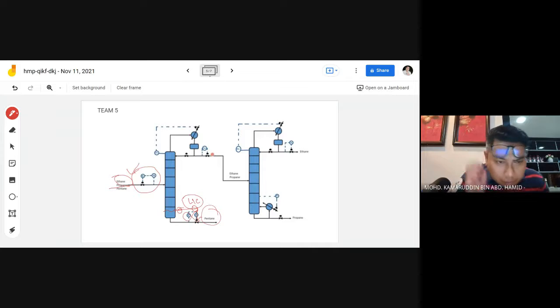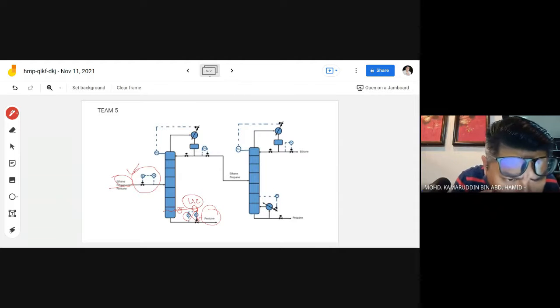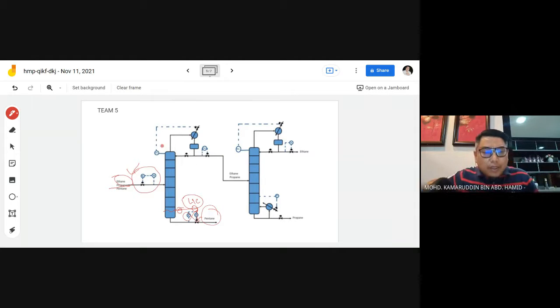Mana punya raw, awak lukis tak raw TGA data? Tak nampak? Ini FIC ke PIC ke apa ni? Saya bagi itu data PIC, TGA Pressure Indicator Control. Alright, kalau PIC betul, awak draw tak apa? Alright, so this is wrong.